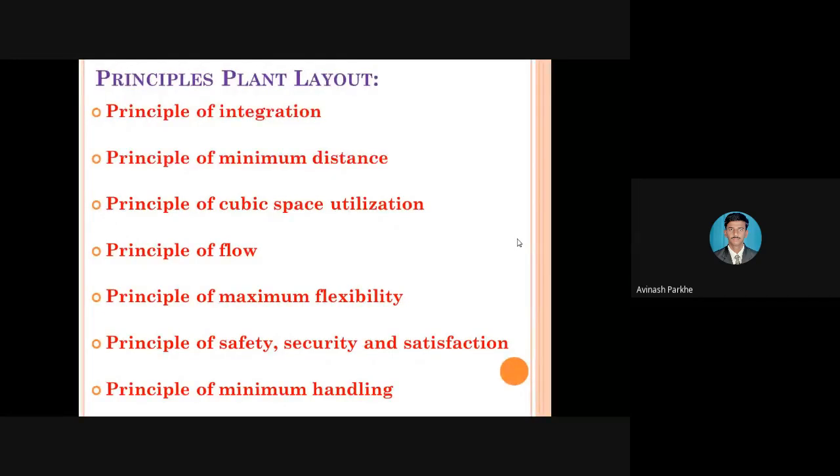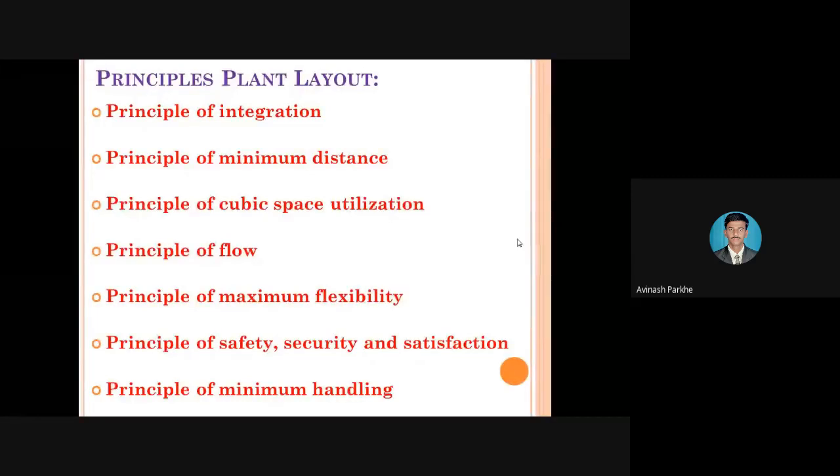Sometimes what happens in the industry, we are performing all the operations on machine number 1. Then it is moving to machine number 2. Then it is moving to machine number 3. And again from machine number 3, that material is coming back to machine number 1. Means the backtracking is taking place from machine number 3 to machine number 1. Such a situation should not happen in the industry.